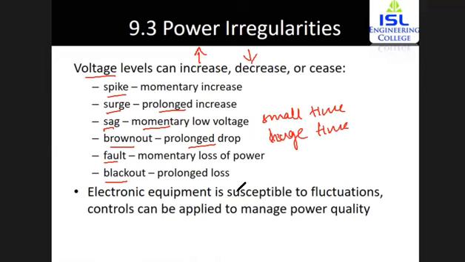Now the electronic equipment is susceptible to fluctuations. That is, all the applications, whether they are within an organization or at a home, are susceptible to fluctuation. Now if there are irregular fluctuations, they might damage the device also. So many controls need to be applied to manage this power quality. You can use stabilizers to ensure that these voltage irregularities do not affect the organization.